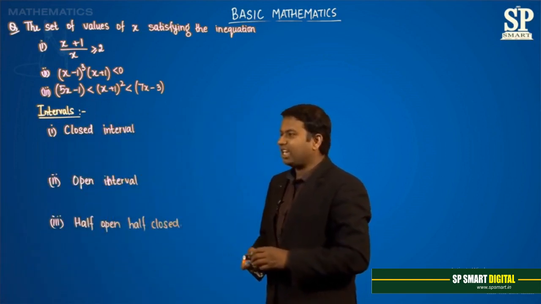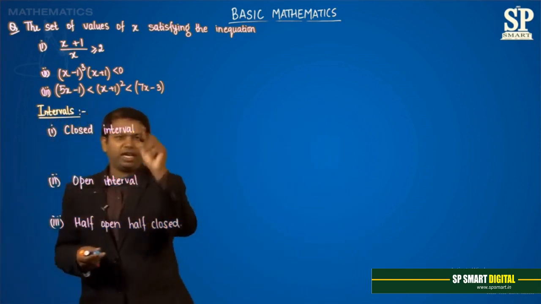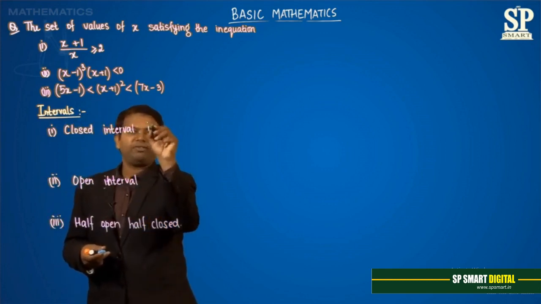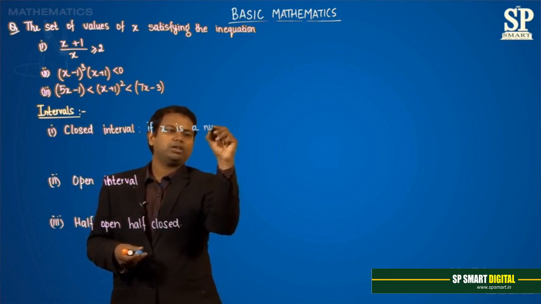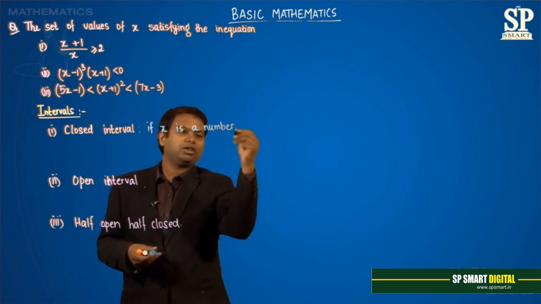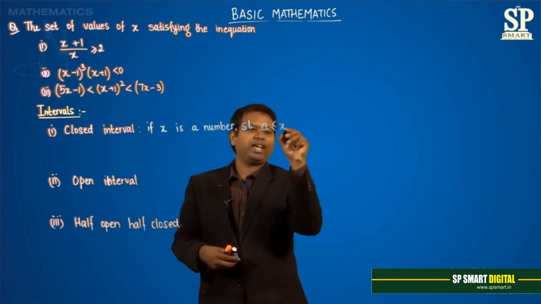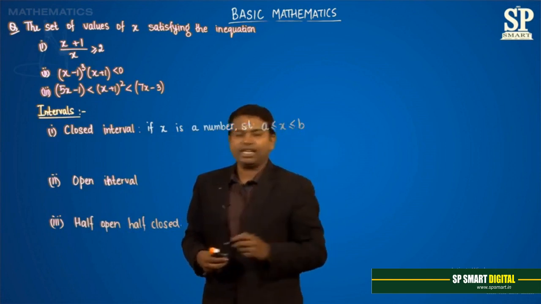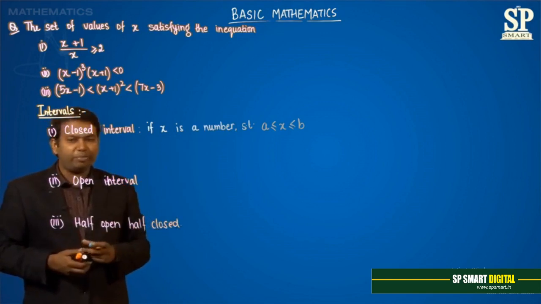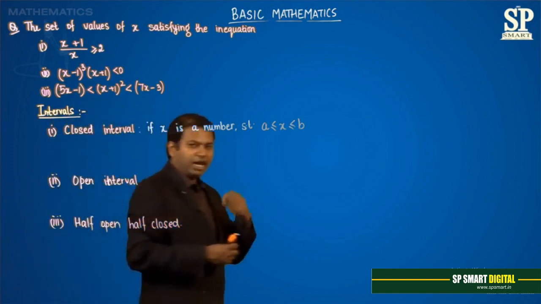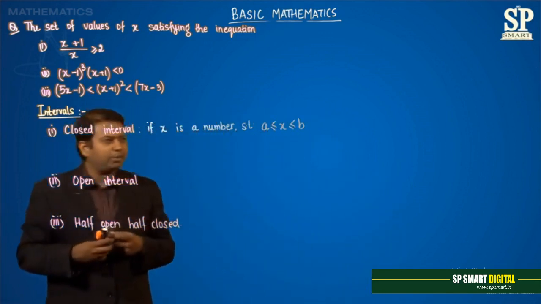Now, in order to understand the first one, think of a number x in the following manner. If x is a number such that a is less than or equal to x and which in turn is less than or equal to b. So let us try to understand how we represent it first on a number line and how we express it in the form of an expression, or how we write it mathematically.